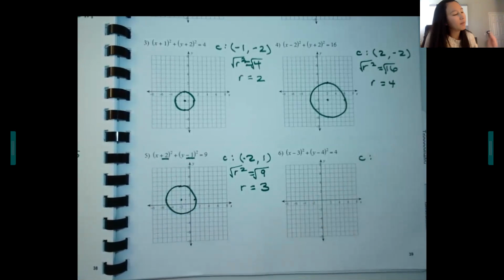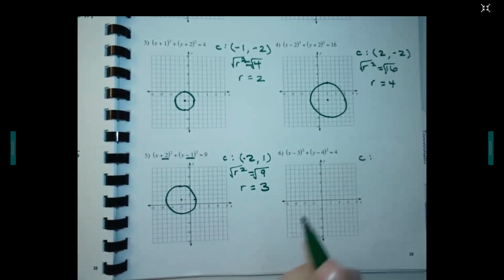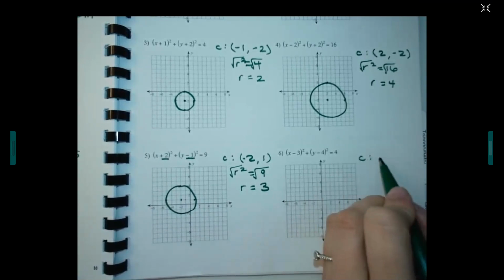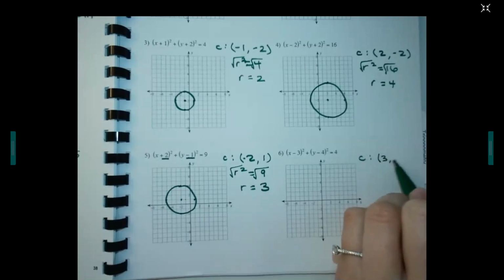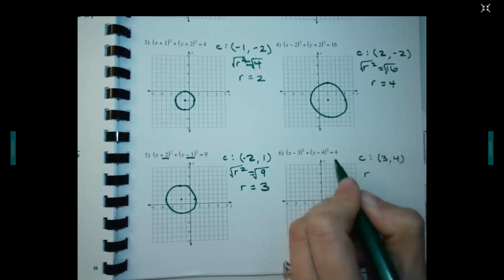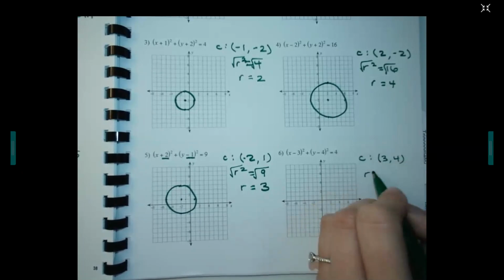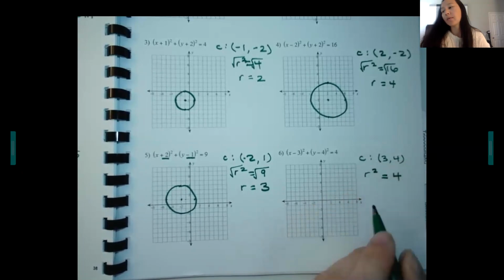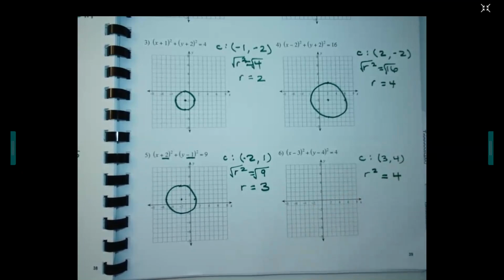Okay, and then Jade, what about number 6? What was your center? It'd be 3 and then 4. It would be 4. And then R would equal 2.